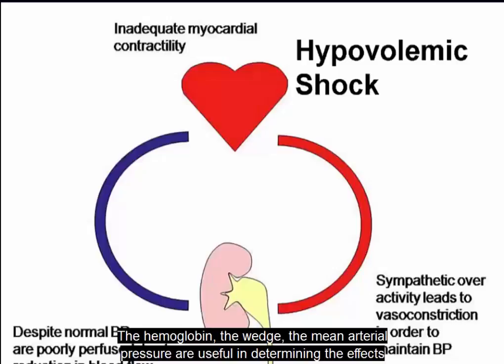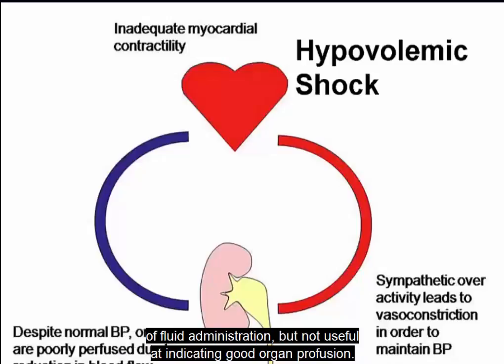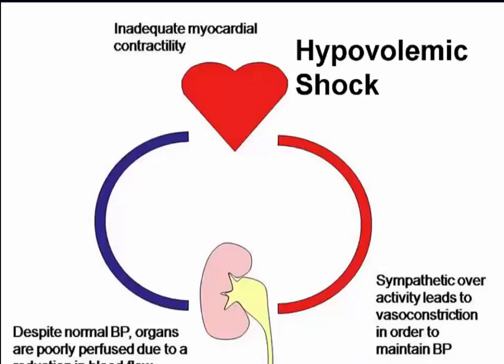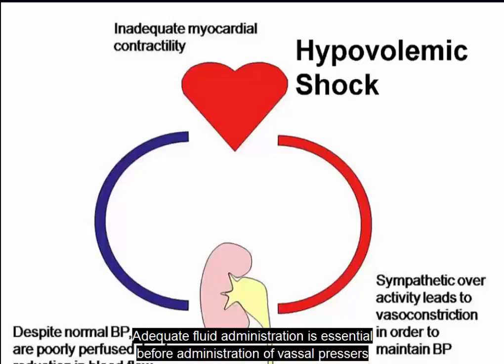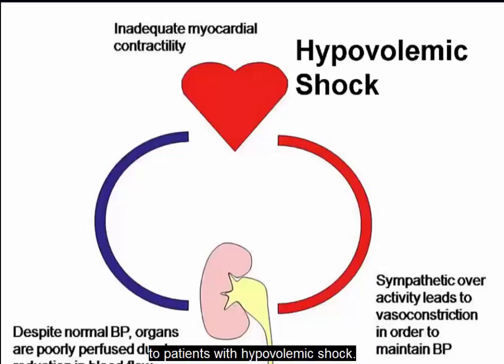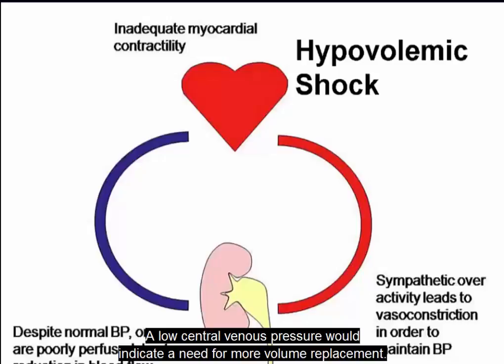The hemoglobin, the wedge, and the mean arterial pressure are useful in determining the effects of fluid administration, but not useful at indicating good organ perfusion. Adequate fluid administration is essential before administration of vasopressors to patients with hypovolemic shock. A low central venous pressure would indicate a need for more volume replacement.